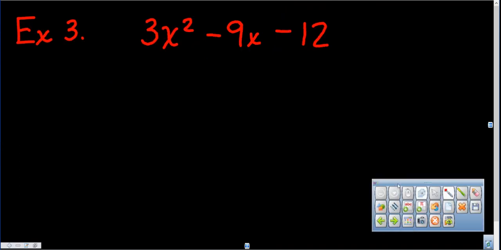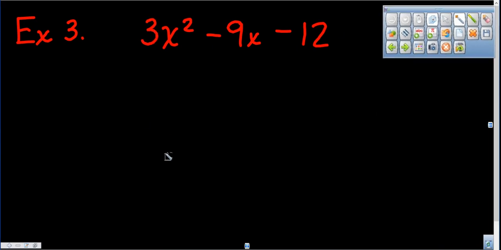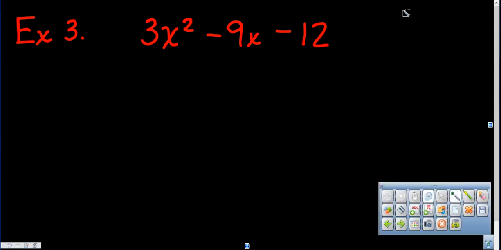Let's do another example. On this problem, you may notice that this number is not a 1, but actually a 3. In this lesson, I'm doing only problems that have an a value of 1. So how does this become a 1? Well, you should recognize that there's a greatest common factor. If you're unfamiliar with factoring out a greatest common factor, I'll have a video about that. You can check it out.